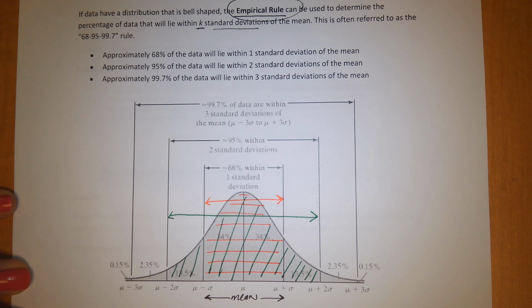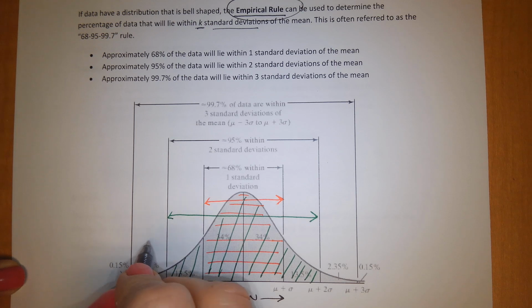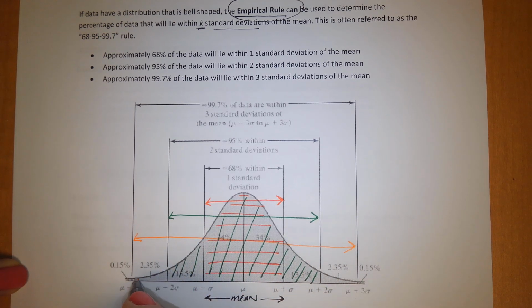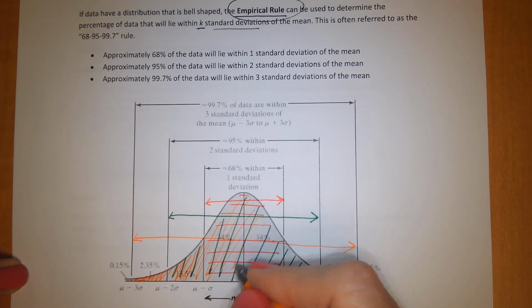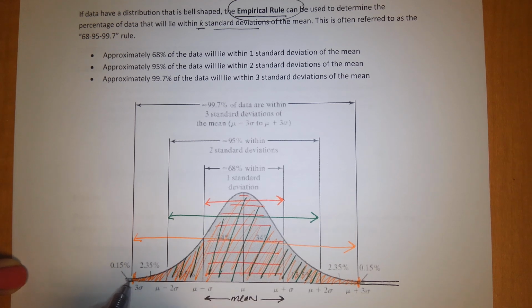Now if I go out three deviations, just one more, three deviations to the right and three deviations to the left, well then that entails 99.7% of the data. So everywhere from here all the way to here, but then it stops. There actually are these two little endpoints that don't quite ever get met.